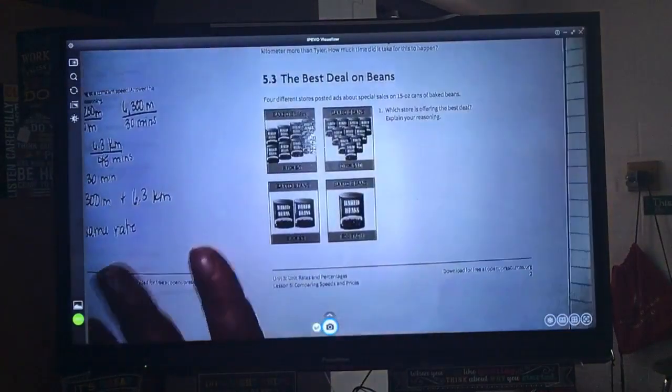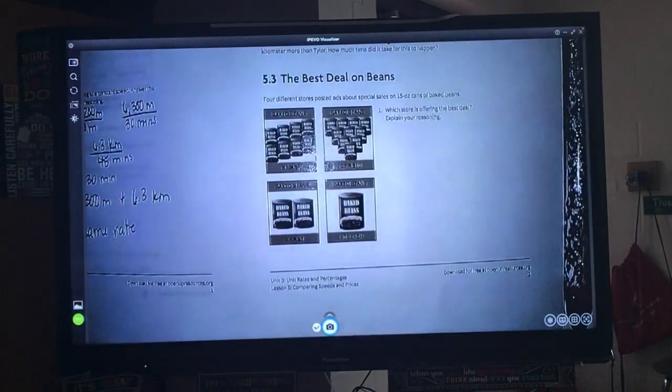Explain which stores offer you the best deal. 10 for 10, 8 for $6. 10 for 10, that's $1. 8 for 6, that's 80 cents. 2 for 3 is not the best deal. You have to show your work. Write down for.